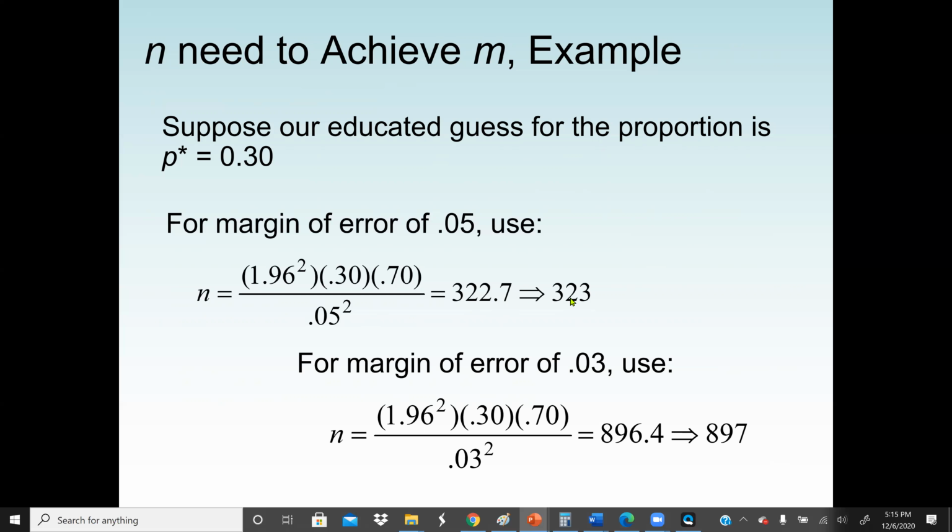So if the margin of error will be 0.03, we use 1.96 squared times 0.30 times 0.7 over 0.03 squared. When the margin of error is 0.05, the value is small. When it's reducing, then they are demanding more sample size. This tells us that when we have more sample, the error reduces.